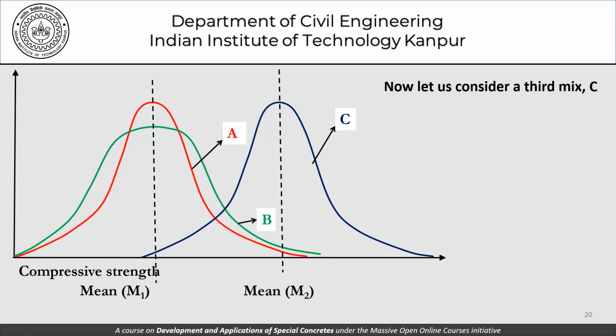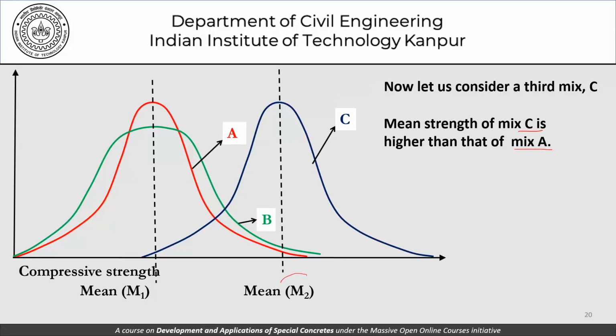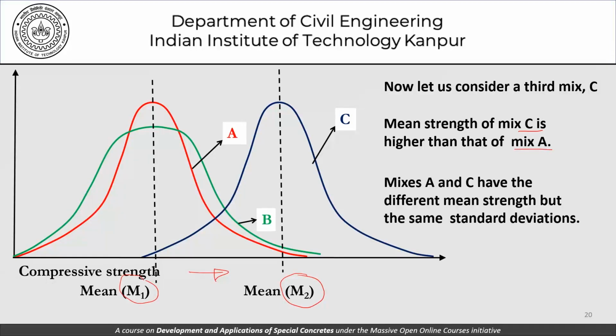Now let's add a concrete mix C to A and B. What are the characteristics of C with respect to what we saw in A and B? The mean strength of C is higher than that of A and B. The mean strength of C is somewhere here and the mean strength of A and B is somewhere here. If the strength is increasing this way, this M2 is clearly greater than M1. Having said that, mixes A and C have almost the same standard deviation, even though their means are different.